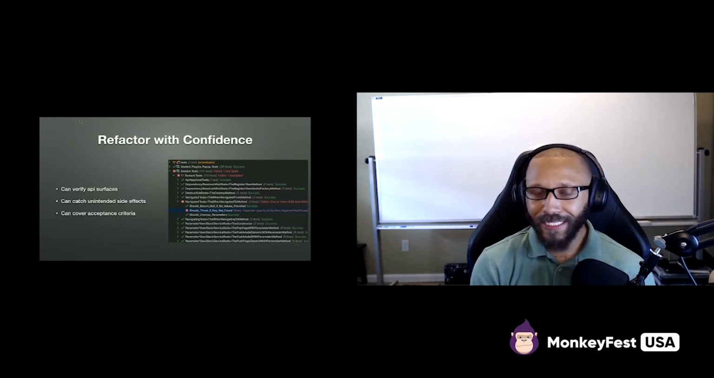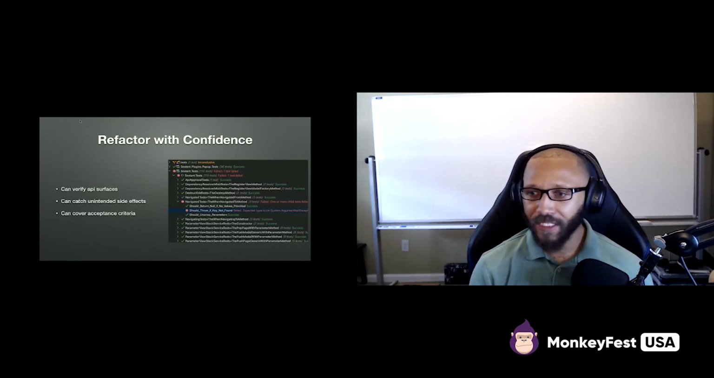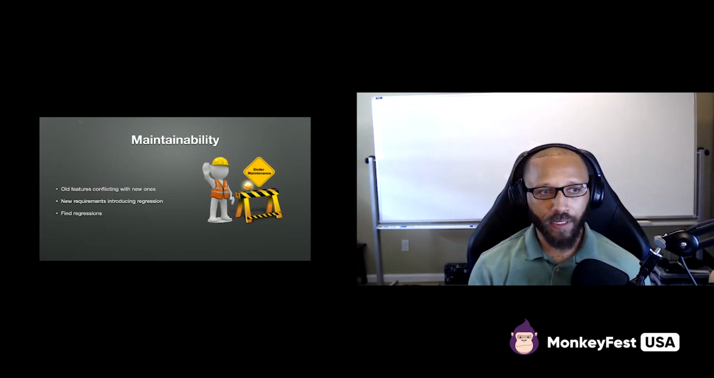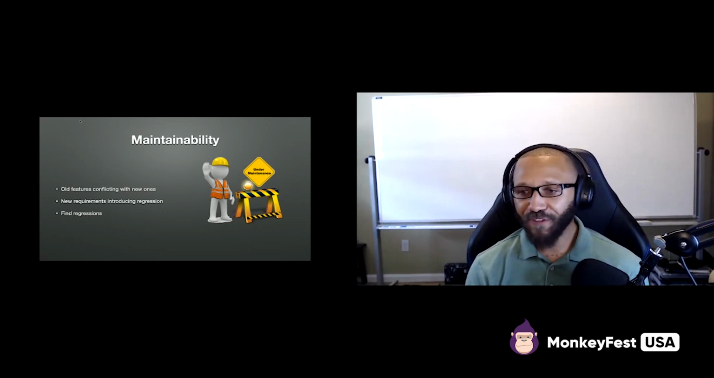But again, unit testing isn't the end all be all. So we need additional levels of testing, right? Because this drives another important thing, which is maintainability. Older features are going to conflict with new features. New requirements are going to introduce contradictions to old requirements. But these things help us find regressions, right?